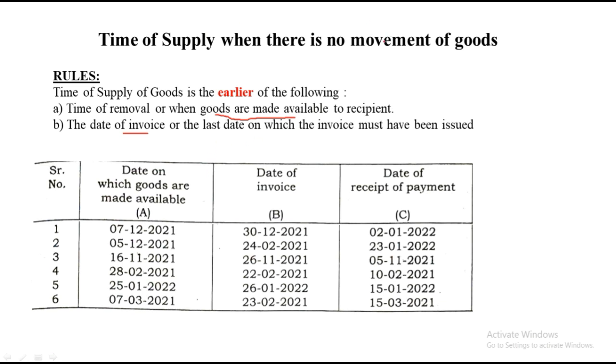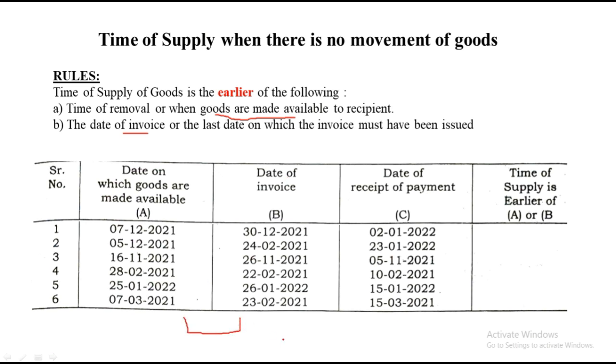When there is no movement of goods, the key is this: goods made available. If you look into the question, there's one question which we are going to solve. Serial number is given, date on which goods are made available. This is the keyword. The moment you see goods are made available, understand this is a sum where there is no movement of goods. We have been given the date when the goods are made available, date of invoice, and date of payment. To identify the time of supply, the rule is the date when the goods are made available or invoice, whichever is earlier. So we have to compare between these two, A and B, and whichever is the earlier date will become your time of supply.